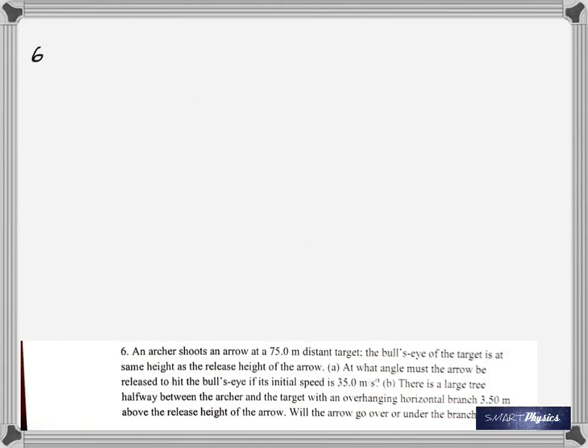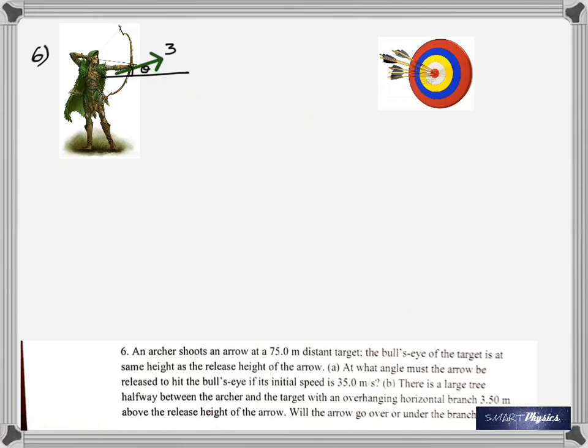Sixth one, an archer shoots an arrow at a 75-meter distant target. The bullseye of the target is at the same height as the release height of the arrow. At what angle must the arrow be released to hit the bullseye if its initial speed is 35 meters per second? Let's get the diagram. All right. Now, surely, this guy has to release it at an angle theta as shown so that it goes and hits the target, right? So you got to find the angle.